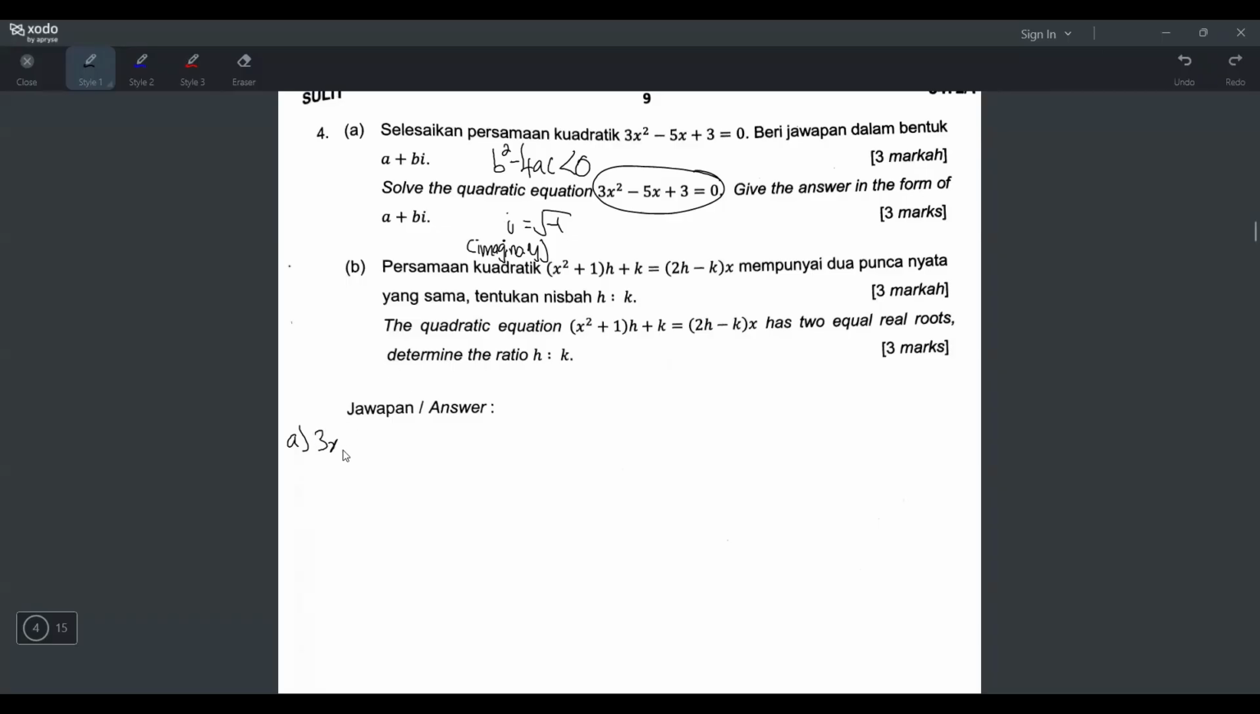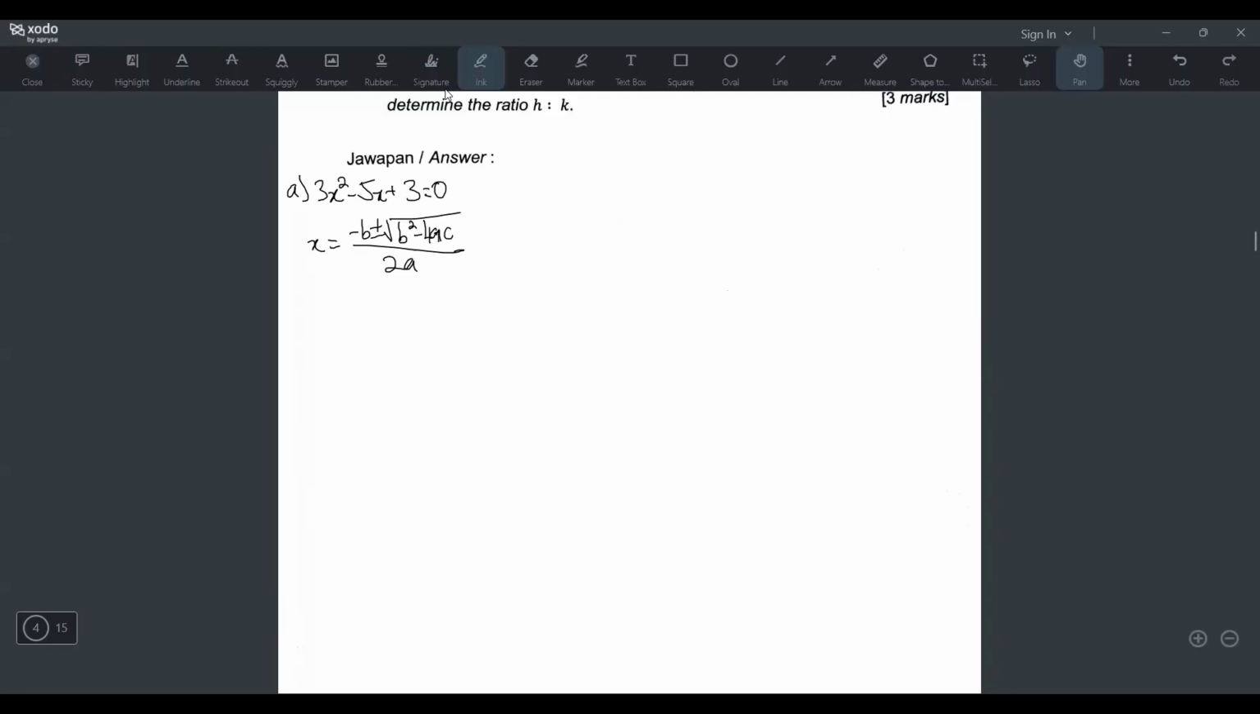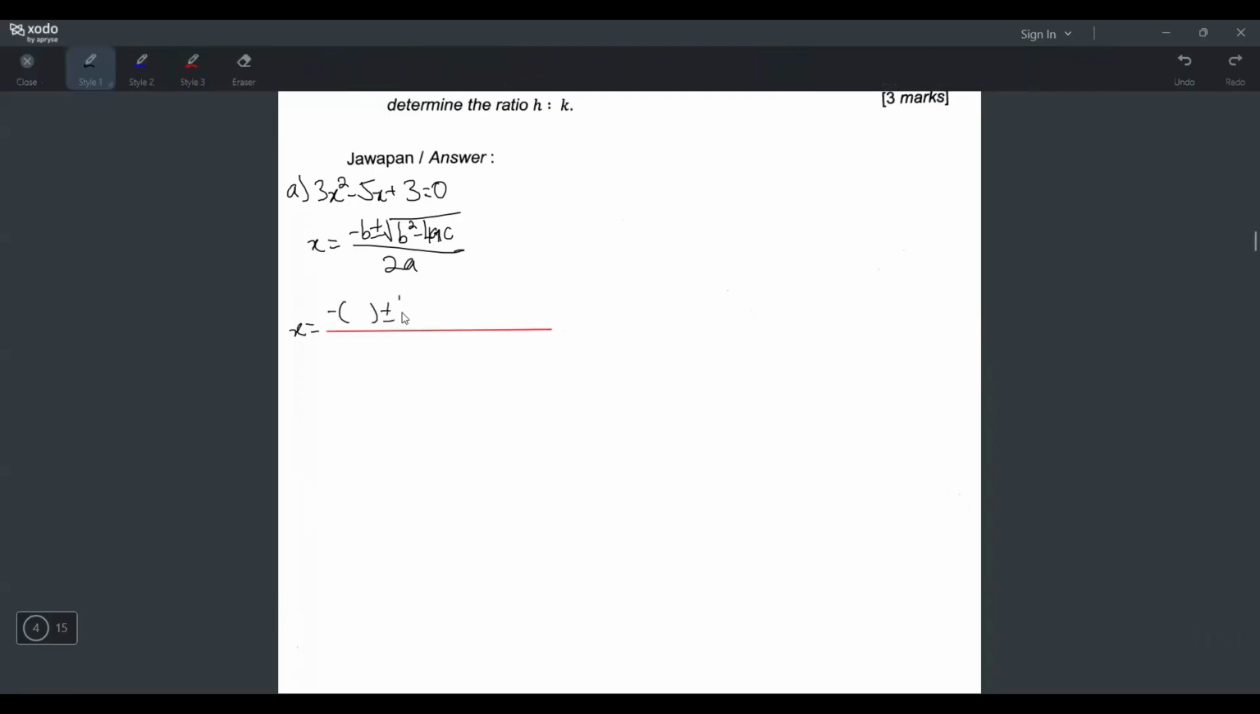So how we do it is, let's write down the equation first and then apply the quadratic formula. The formula looks like this: negative b plus minus the square root of b squared minus 4ac, over 2a. So this is the formula that I will use now. Let's write down the formula again, nicely. It becomes negative b, plus minus the square root of b squared minus 4ac, over 2a. For the b, what's the b of the equation? Negative 5. The a is 3, so 3 here, 3 here. c is 3. Just put it in.